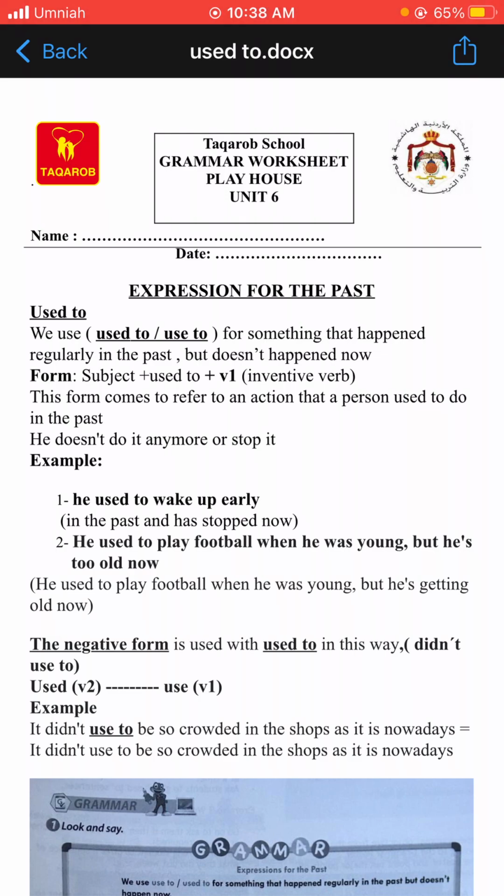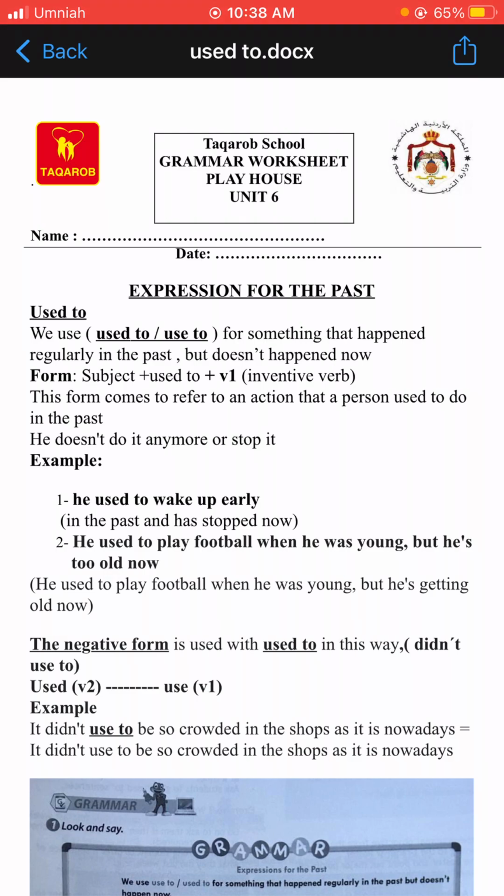Okay, so I have a question, guys. When do we use used to? Yes, excellent. So we use used to or use to. Focus. So here we have used to and use to without d. Excellent. For something that happened regularly in the past but does not happen now.